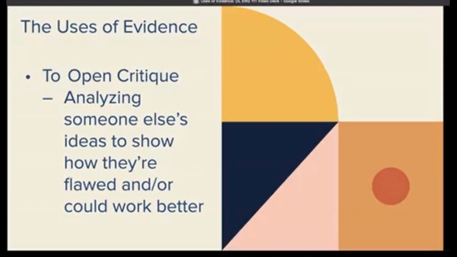So the uses of evidence: to exemplify, offer examples, to articulate my own ideas using the words of someone else, probably an expert, someone with more credibility than me, not necessarily, but not impossibly, as a foundation on which to build my own ideas, or as an opportunity to open an important critique.